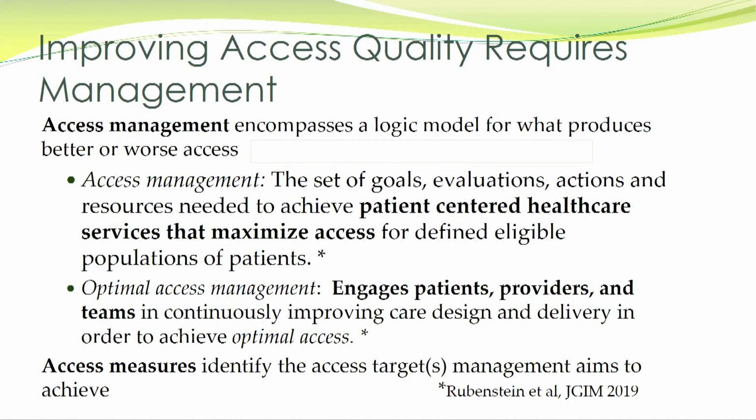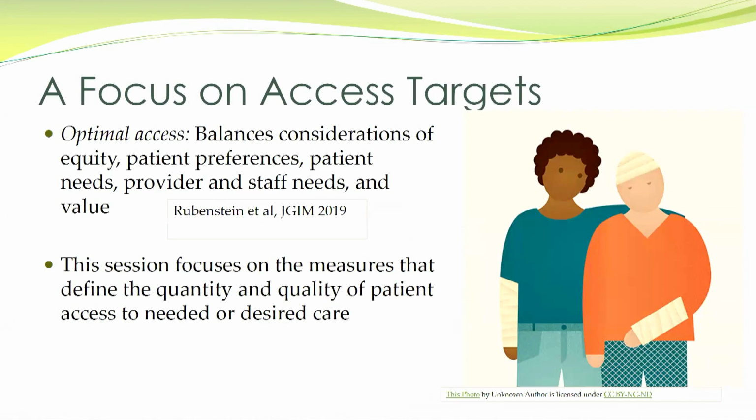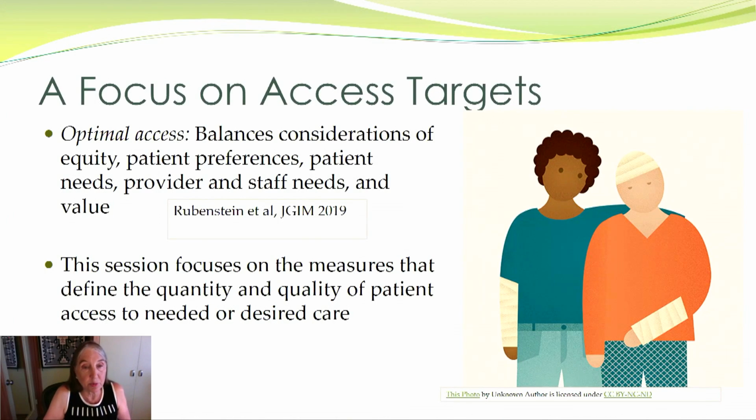So access measures then, if they're going to help improvement, should represent the targets of access management. And I think the fairly broad definition of the panel reflects some of the considerations in the previous discussions. Optimal access then balances considerations of equity, patient preferences, patient needs, provider and staff needs, and value. And I think the panel felt that this balancing idea was particularly challenging and yet absolutely essential.